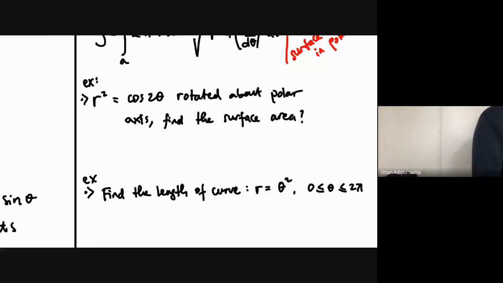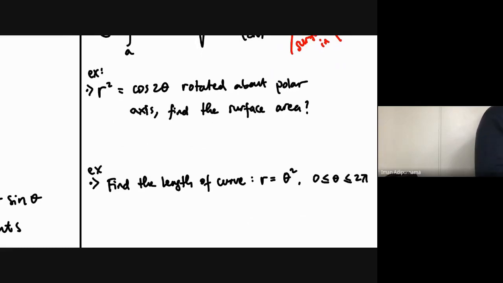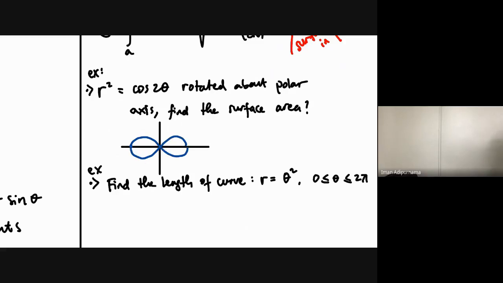Okay, so for the surface area, what you need to do first is to draw the graph. This is what we call the Lemniscate. We only have two kinds of Lemniscate: cos 2 theta and sine 2 theta. The difference is the cos will be like this, more or less, and the sine 2 theta will be like that.